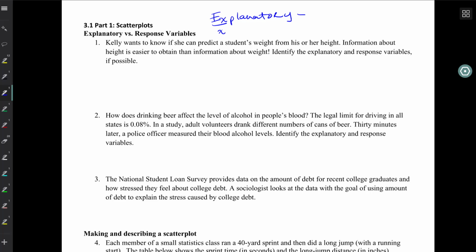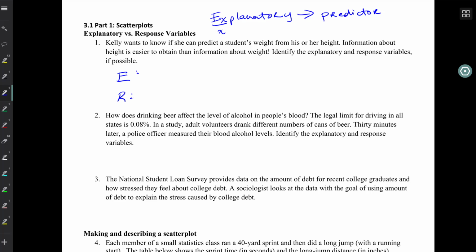But another thing that's going to help you out is the explanatory is the thing that's doing the predicting. Okay, so we would call it oftentimes the predictor. So think about what it is that is doing the predicting in each scenario, and let's do that. For each of these examples 1 through 3, we want to identify what is the explanatory and what is the response. So let's go ahead and label them.